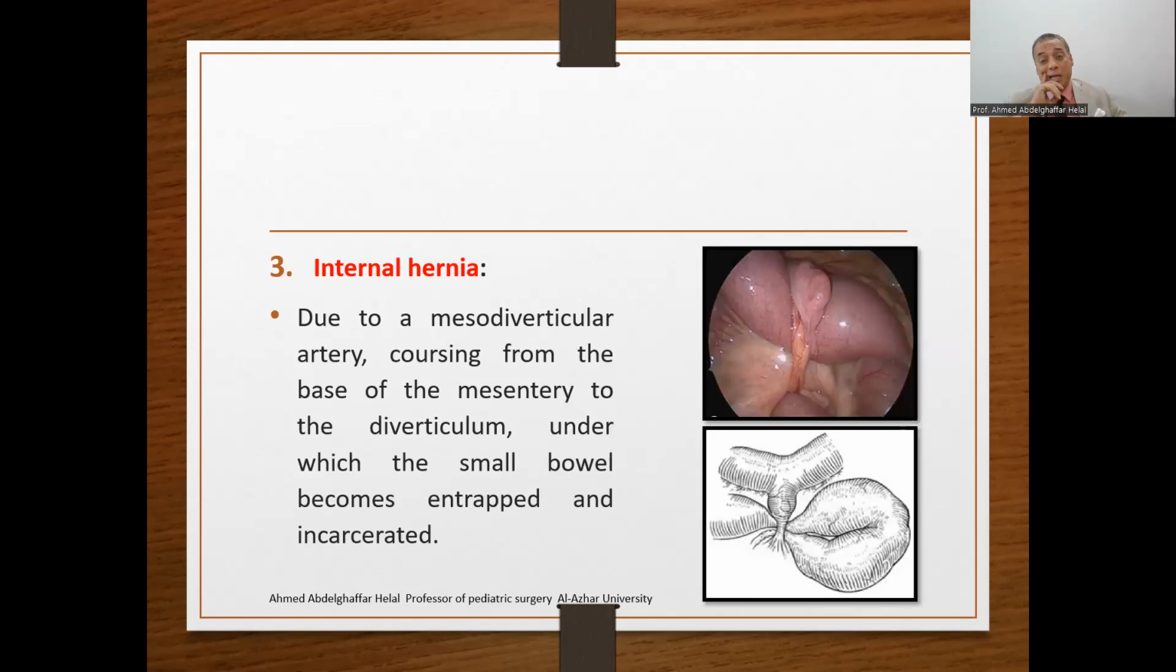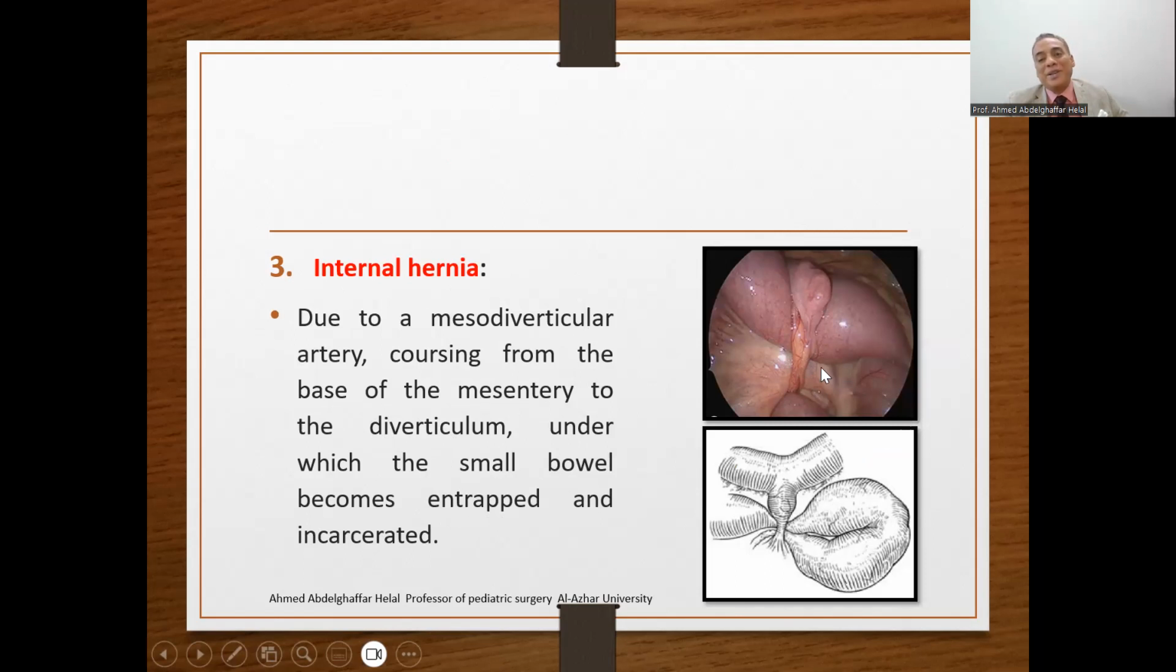Maybe internal hernia, due to this band. This band is called the mesodiverticular band. Meso relates to the mesentery and diverticular to the diverticulum, coursing from the base of the mesentery to the diverticulum, under which the small bowel becomes trapped and incarcerated.